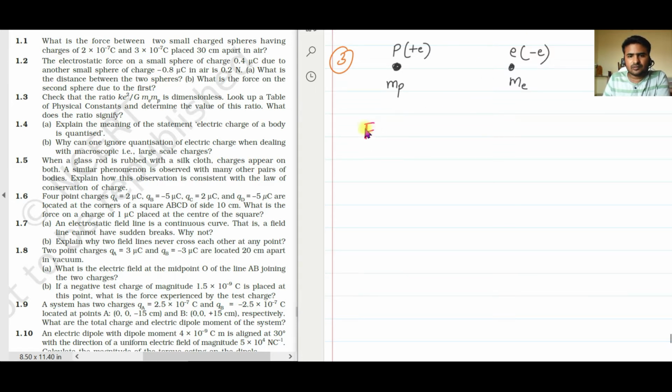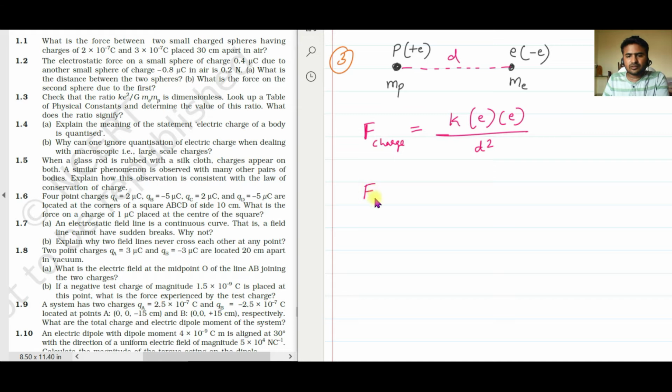Let me write the force between two charges as F suffix charge, that will be k into the charge of the proton into the charge of the electron. I'm not substituting the negative sign again, be careful, I'm just considering only the magnitude of the charge, divided by, let us say, the distance between these two charges, d. So in the denominator you're going to have d square.